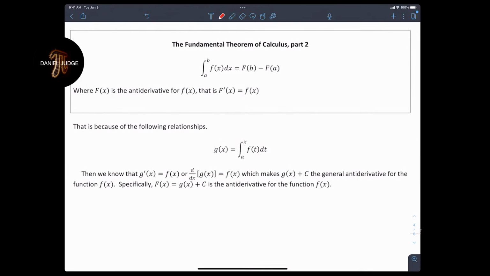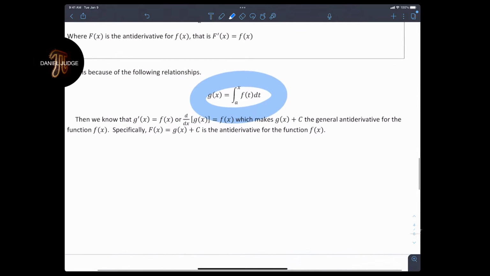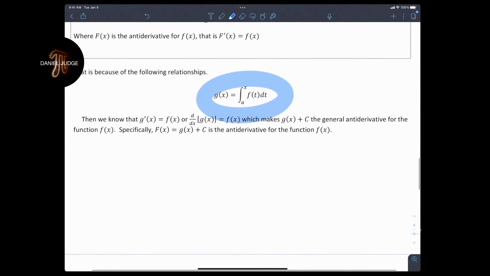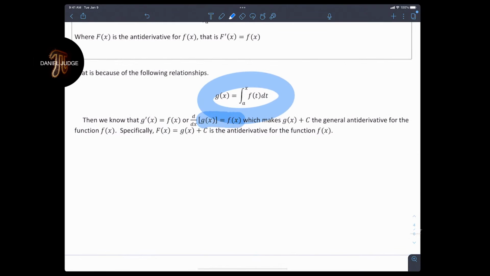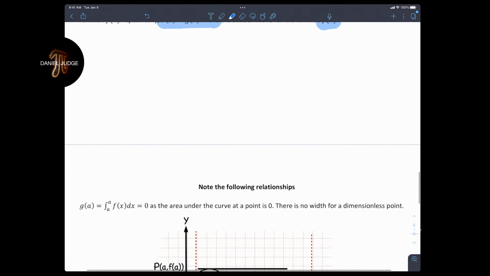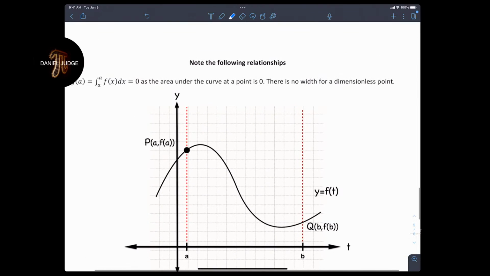Now, this is because of the following. Since we know how g is defined here, right? g is defined as the integral from a to x of f. And we know the definition of antiderivative. This is everything that I just spoke about here, specifically here. And it's the antiderivative for f. Okay, we're going to put these ideas together now. We're going to show you the great detail for the Fundamental Theorem of Calculus part 2.